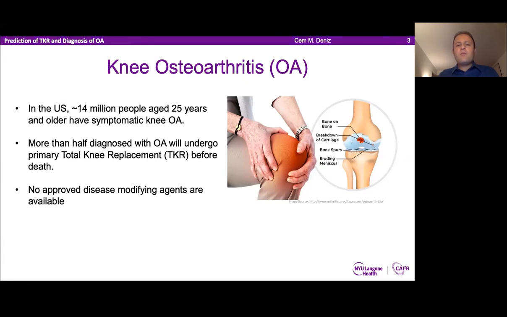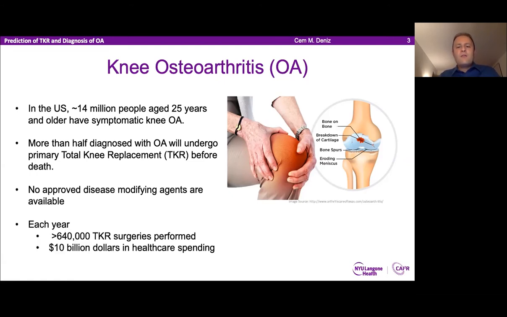Currently, there are no approved disease-modifying agents available. There are some of them in development, and we are expecting them, but they are not approved yet. Each year, more than 600,000 total knee replacement surgeries are performed, and this costs around $10 billion in healthcare spending.